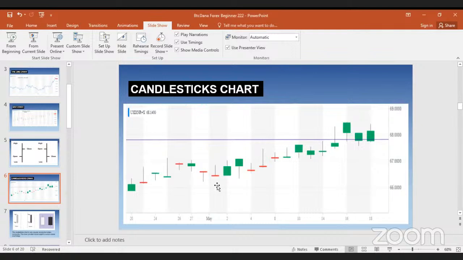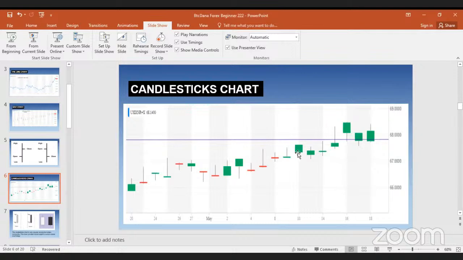I'm comfortable because I can easily make my analysis on the candlestick chart. We call this the candle. These sticks, those that look like sticks, I don't know how you want to call it, but I call it stick. They are called shadow. You might want to write it down. They are called shadow, or you can also call it a wick.